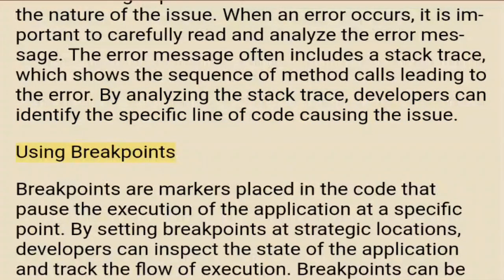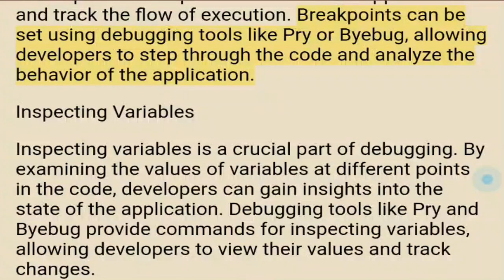Using breakpoints. Breakpoints are markers placed in the code that pause the execution of the application at a specific point. By setting breakpoints at strategic locations, developers can inspect the state of the application and track the flow of execution. Breakpoints can be set using debugging tools like Pry and Byebug, allowing developers to step through the code and analyze the behavior of the application.